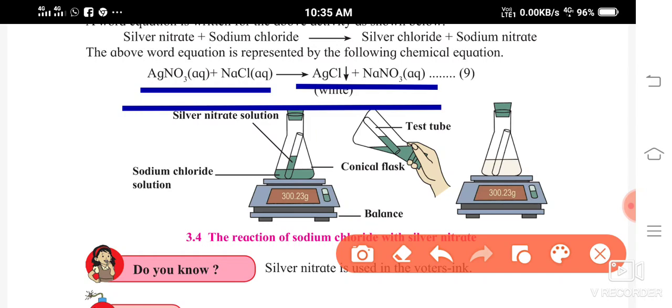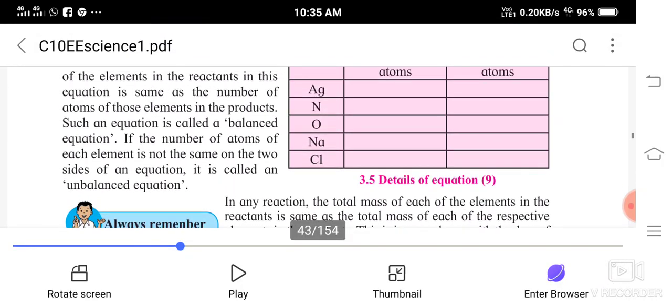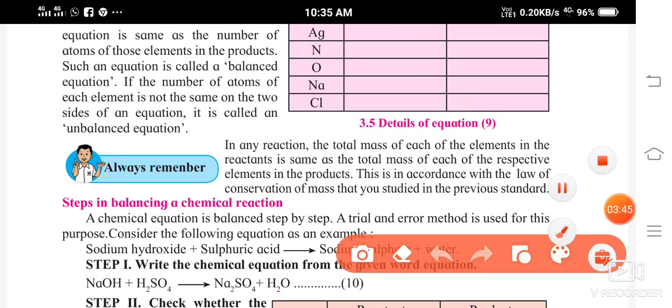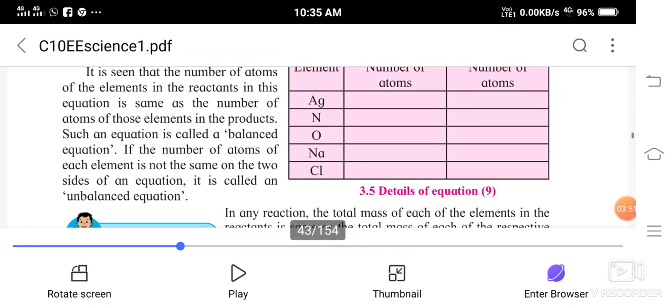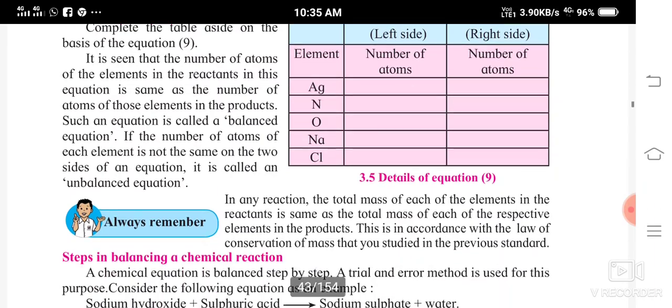But if the number of atoms of any element is not equal, then we say that the equation is an unbalanced equation. Now you saw that the number of silver atoms on the left hand side was equal to the right hand side. Nitrogen, oxygen, sodium, chlorine, each and every element was equal to the right hand side. So this type we call a balanced equation.